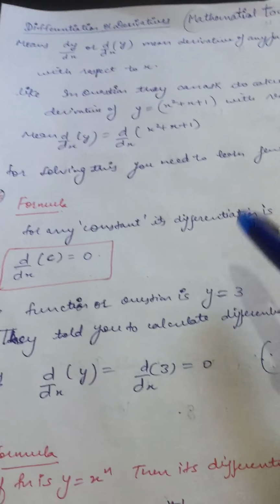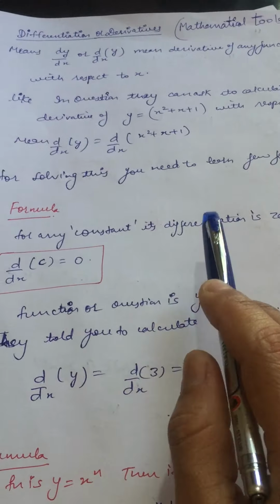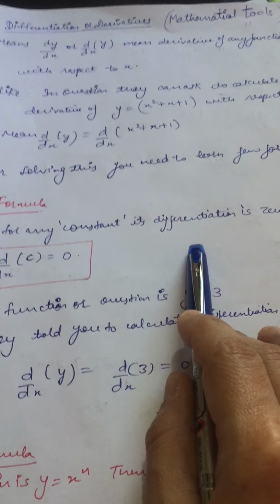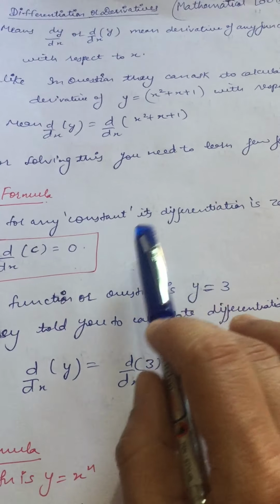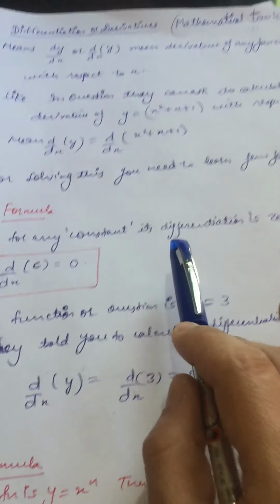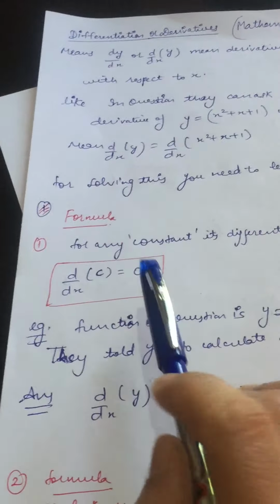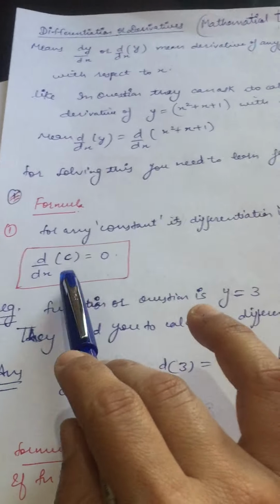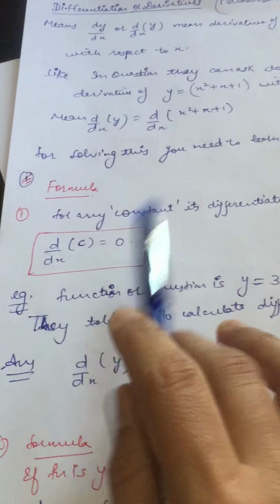Actually, this derivative and differentiation is a part of mathematics, but this will be used in physics at so many places. That's why in the beginning only I want to tell you how to calculate it. Right? So the first formula is: for any constant, its differentiation is always 0.